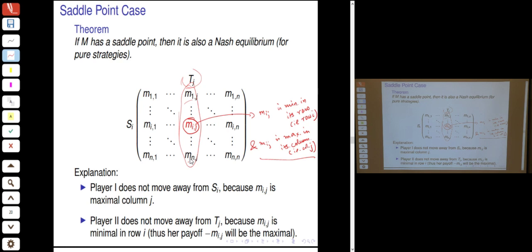Now, what does Mij being a saddle point entail?